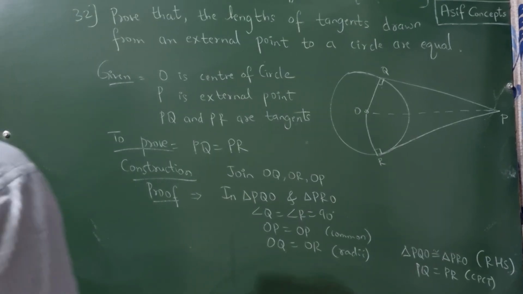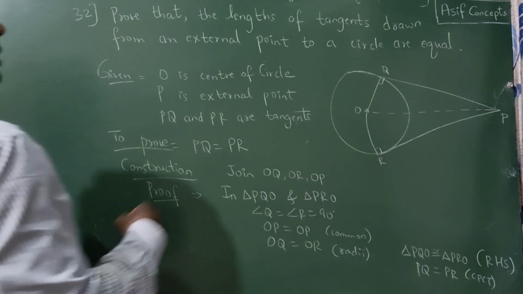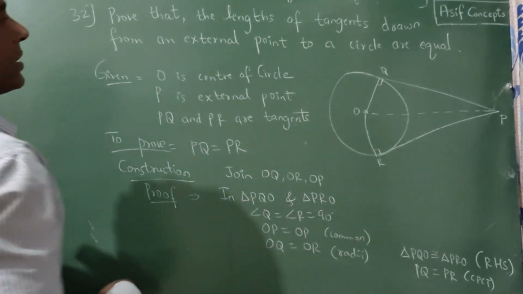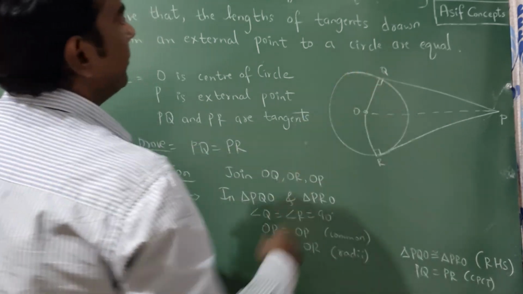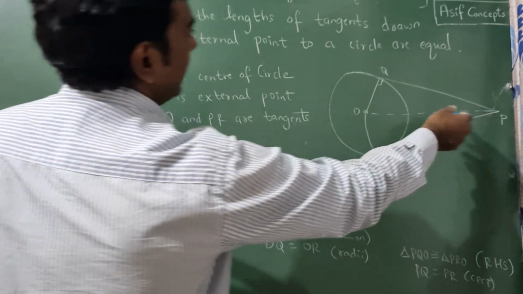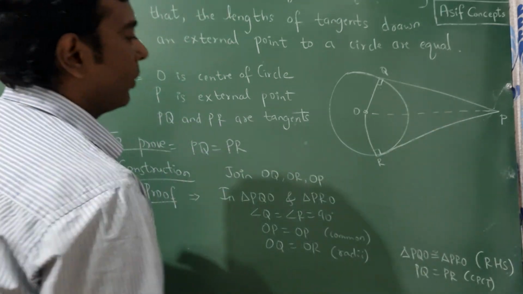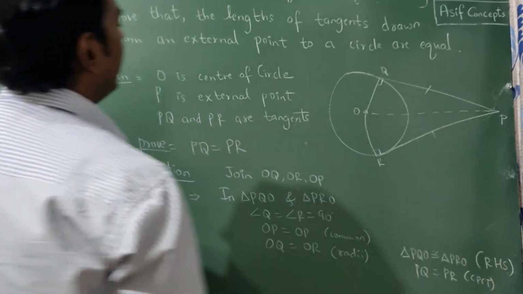Now question 32 is a theorem. Prove that the lengths of the tangents drawn from an external point to a circle are equal. So this is the circle, and these two are equal, that is PQ is equal to PR.